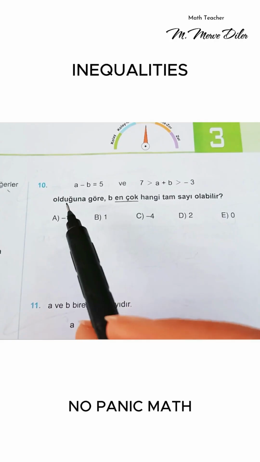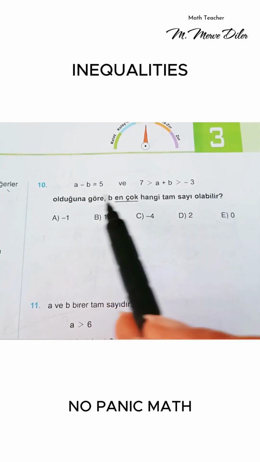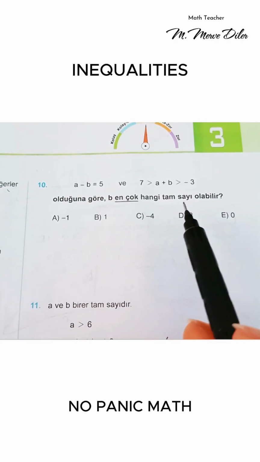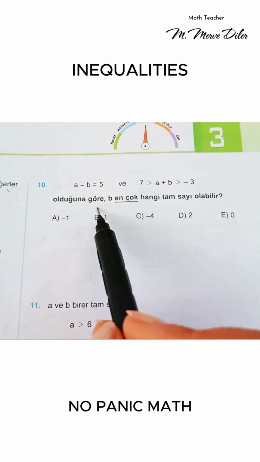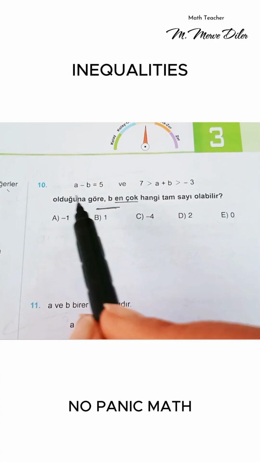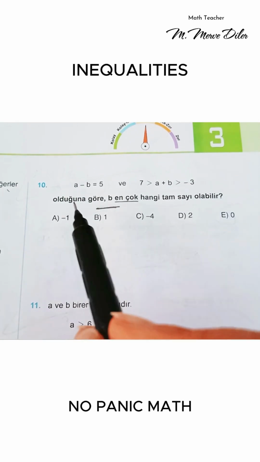Hi guys. Now, we've been given one equation and one inequality. Given that, b, what is the largest integer it can be? That's what they're asking. Okay. Now guys, the root of the question is asking for b, but the expressions have a's in them. So what are we going to do?